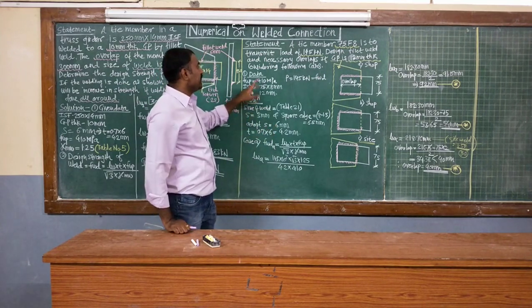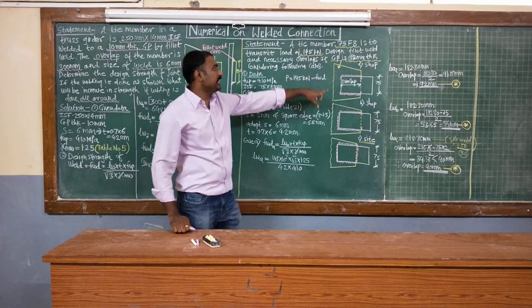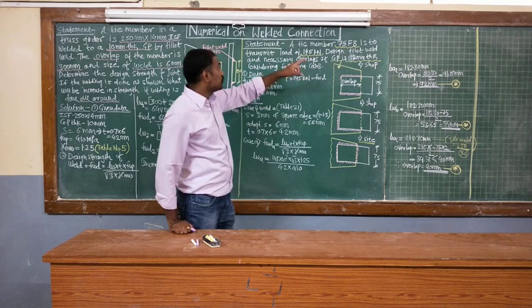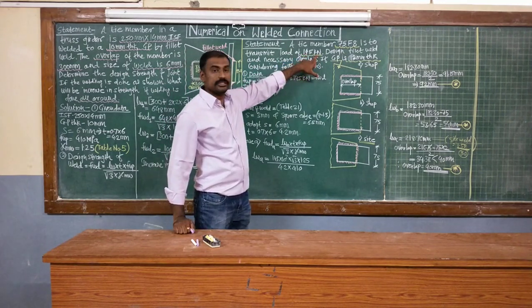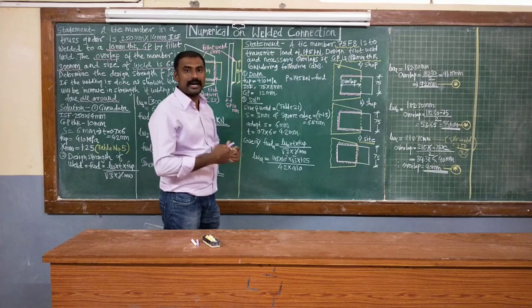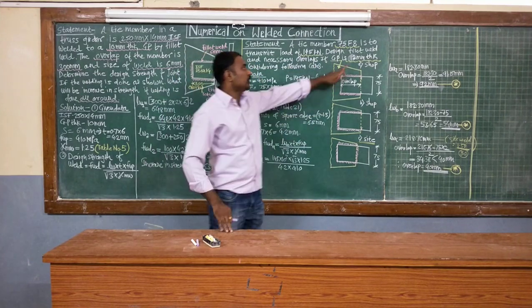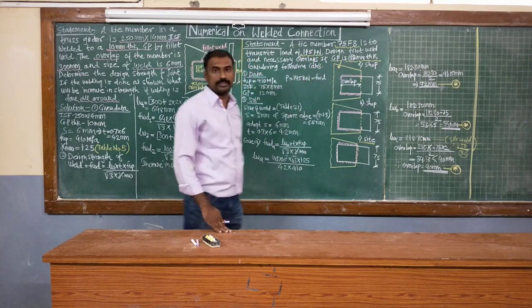So an Indian standard flat 75 by 8 is given, and again it is connected with fillet welding, and it is to transmit a load of 145 kN. So the amount of load that is to be passed from this particular Indian standard flat connected to the gusset plate of 12 mm thickness is 145 kN.